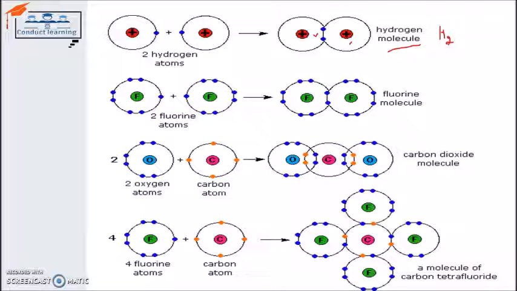Because 2 atoms when combined form molecules. Another example is fluorine. Fluorine has 2, 7 electrons in its valence shell. Now fluorine requires 1 electron to become stable, so it will make a bond with another fluorine atom. Both will share 1 electron. Now this fluorine atom is getting stable after sharing the 1 electron.